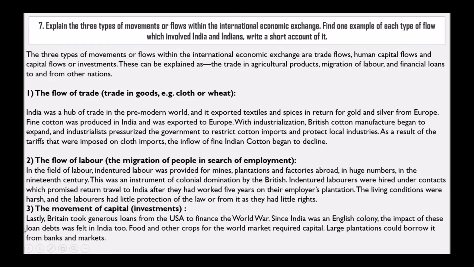The movement of capital. Lastly, Britain took generous loans from the US to finance the World War. Since India was an English colony, the impact of this loan debt was felt in India too. Food and other crops for the world market required capital. Large plantations could borrow it from banks and markets.